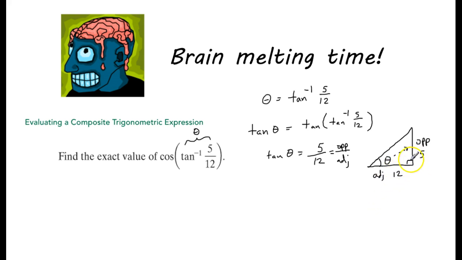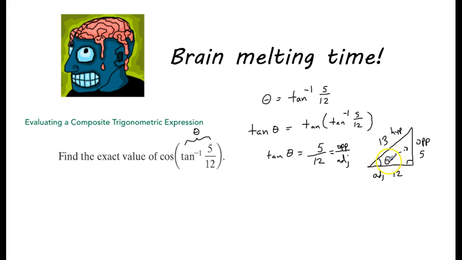So using the Pythagorean theorem, we can figure out this third side, and this is the hypotenuse. It's 13. That's a Pythagorean triple. I just have that memorized. If you don't have that memorized, then just square these, add them, take the square root, and you'll get 144 plus 25 is 169, the square root is 13. So there's the hypotenuse.